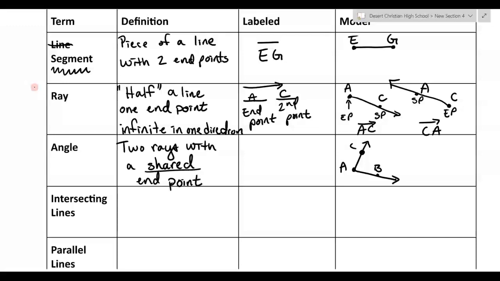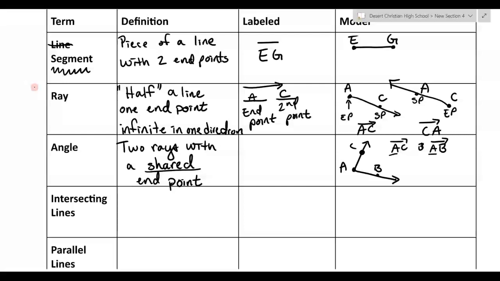This angle is made up of ray AC and ray AB, and the common endpoint is A. When we name an angle, this is our first two-dimensional figure. Everything else was one-dimensional. We could label it with 2 points. Now we have a two-dimensional figure. To label it, we need 3 points. So we need one more point than dimensions, right?